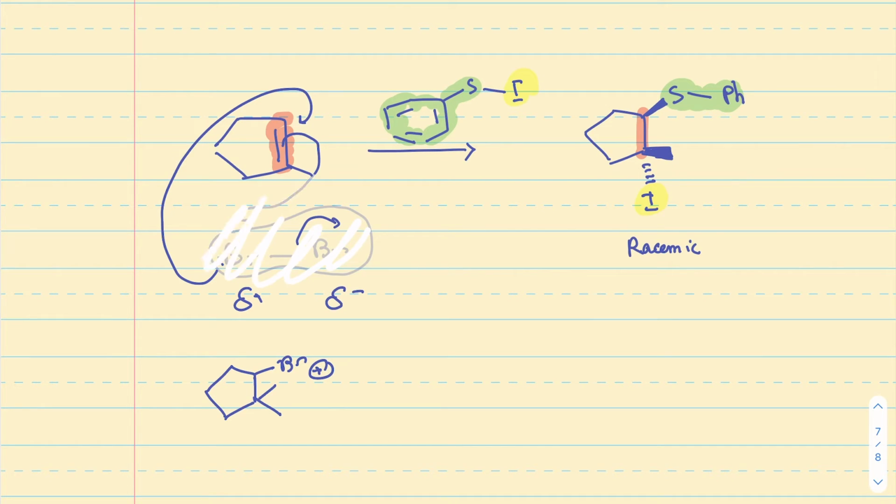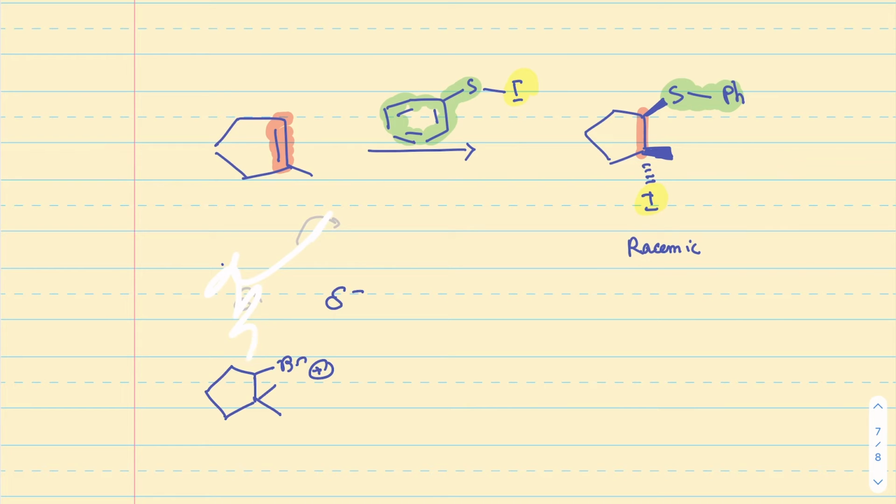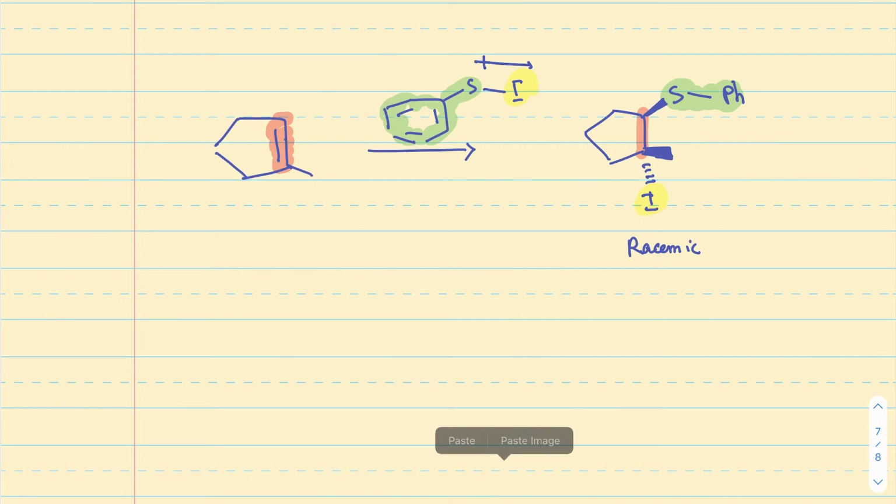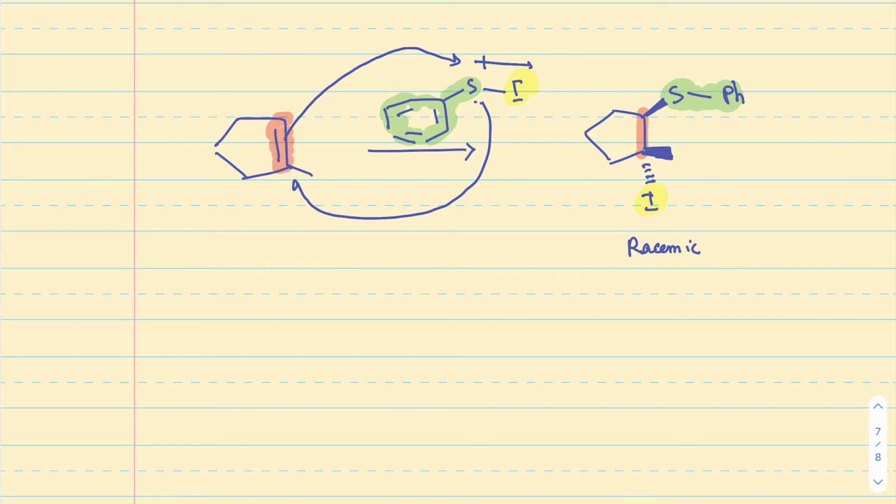Let me tell you why. We have an S-iodine bond, and that S-iodine bond is highly polarized towards iodine, right? Because iodine is more electronegative than sulfur is. So this is like bromine, except at all times it is polarized. So when that approaches the double bond, it can form something pretty similar to a bromonium, except with sulfur. And that is going to look something like this.